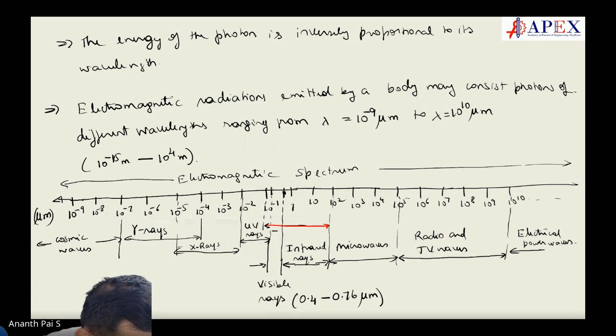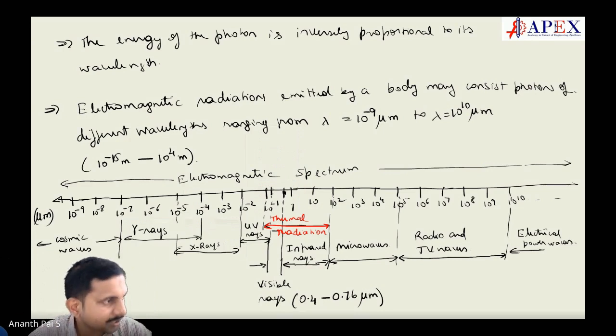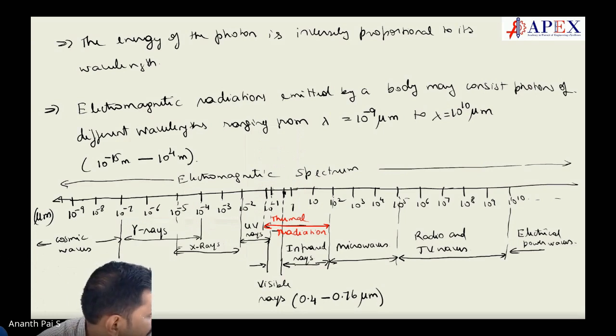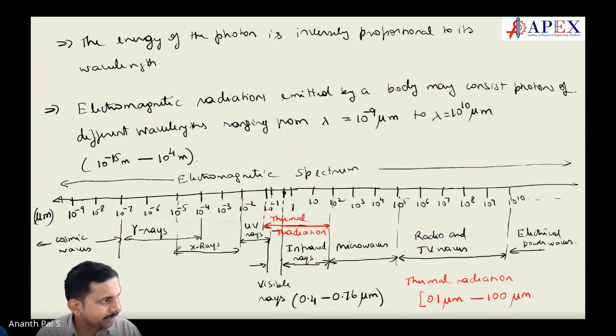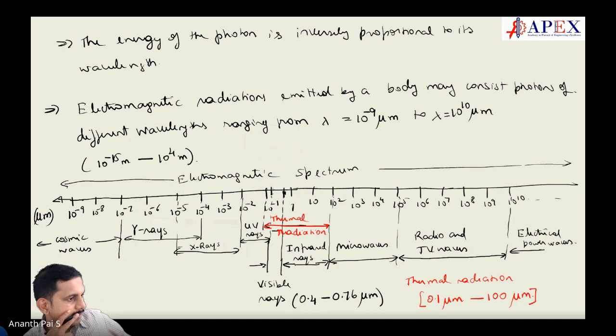This range up till 10 power 2 is called thermal radiation, the pool of infrared radiations. In heat transfer we are worried about this range alone. Other ranges are there, but thermal radiation, very important, is from 0.1 micrometer to around 100 micrometer. So infrared rays get things heated up a lot. Clear?